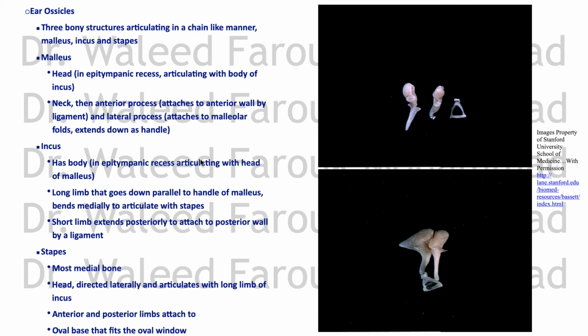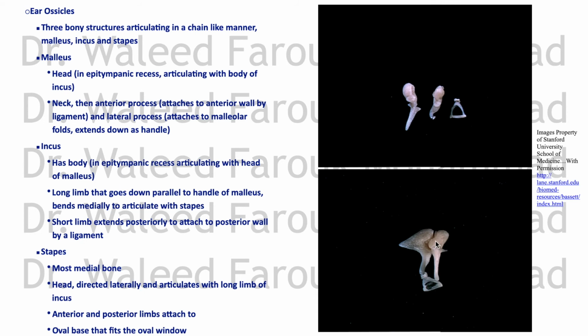The ear ossicles are three bony structures articulating together, and you see them here articulated. This is the malleus, this is the incus, and this is the stapes. The malleus has a handle that attaches to the medial wall of the tympanic membrane, and has an anterior process, see that? It is attached by a ligament to the anterior wall.